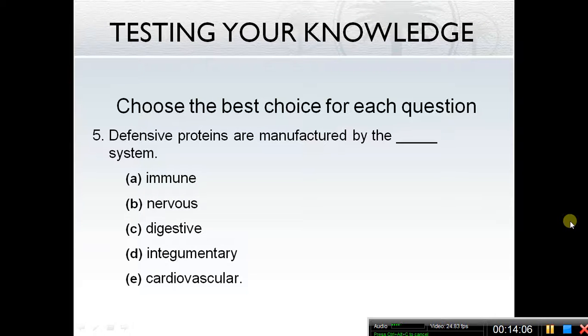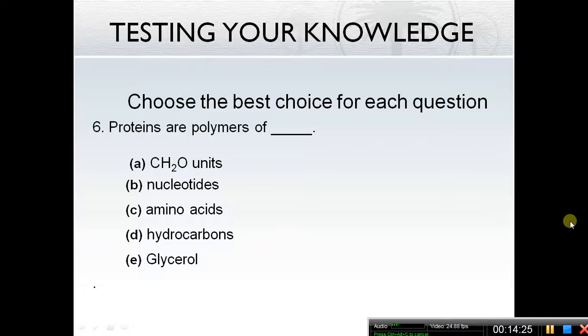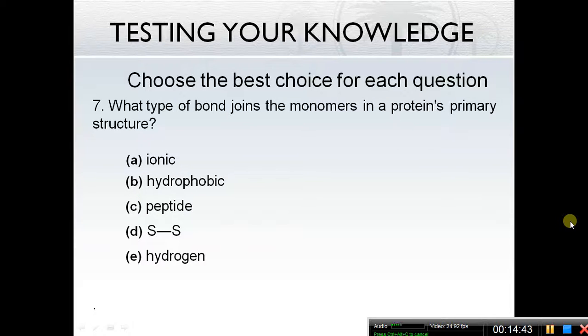5. Defensive proteins are manufactured by the what system? A. Immune. B. Nervous. C. Digestive. D. Integumentary. E. Cardiovascular. A is the best choice. 6. Proteins are polymers of A. CHO units. B. Nucleotides. C. Amino acids. D. Hydrocarbons. E. Glycerol. C is the best choice. 7. What type of bond joins the monomers in a protein's primary structure? A. Ionic. B. Hydrophobic. C. Peptide. D. S-S. E. Hydrogen. C is the best choice.